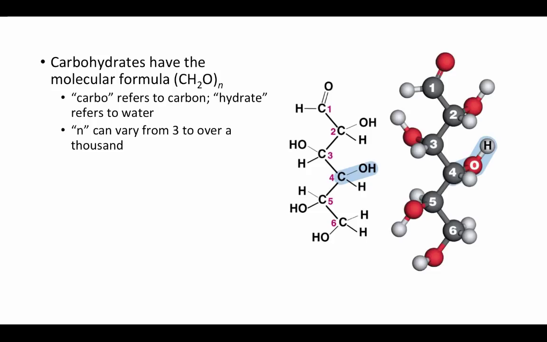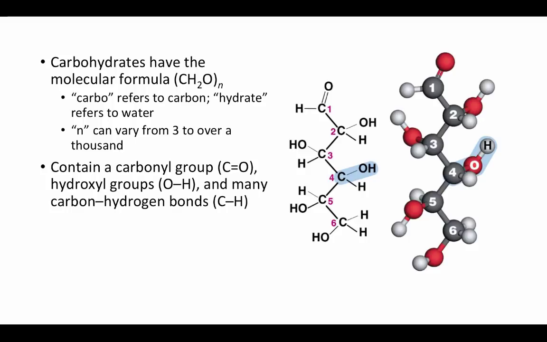So some more of the characteristics of carbohydrates. They're going to have the general molecular formula of CH2O and some number of repeats of that. So it's going to be some multiple of one carbon, two hydrogens, and one oxygen. Carbo refers to the carbon, hydrate refers to the water, so C and an H2O. And n can vary from 3 to over 1,000. So we can have very, very long polymers of these carbohydrate compounds.